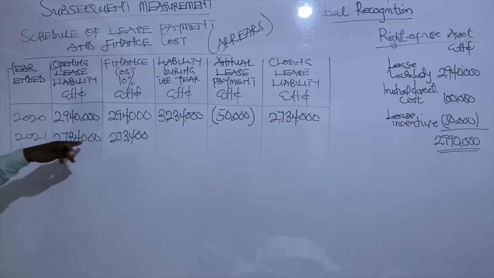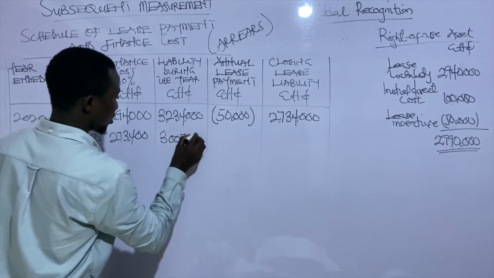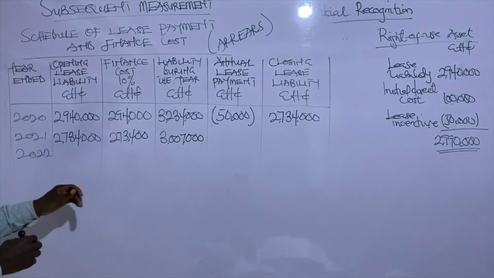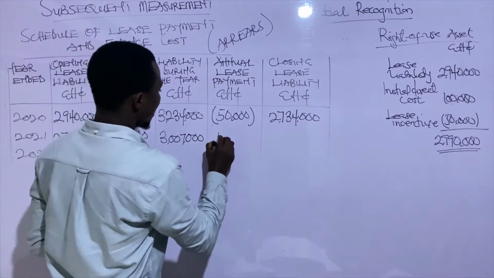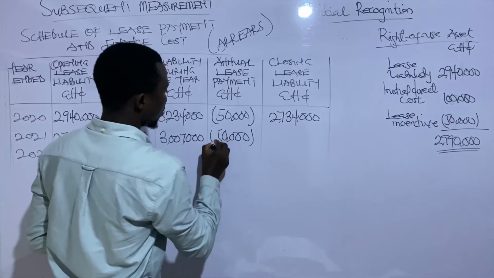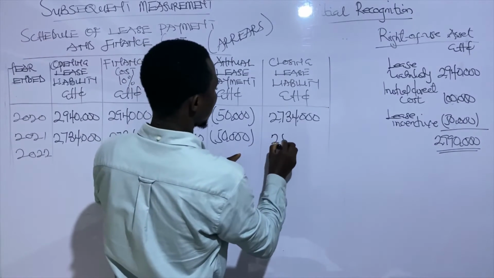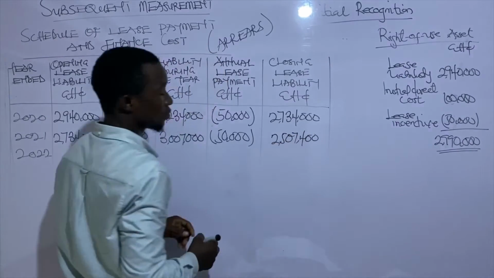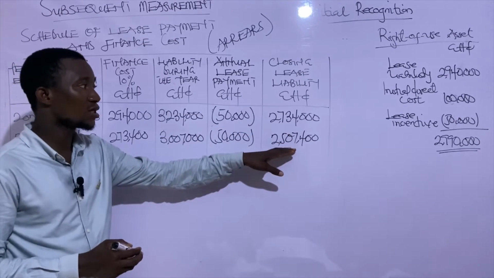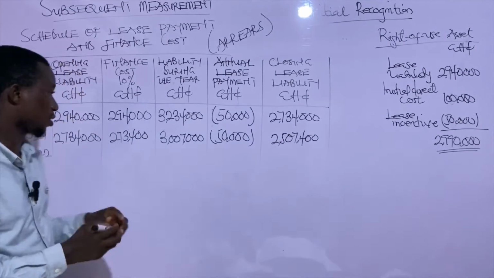So let's add the finance cost to the opening liability in the year 2021. And this will give us an amount of 3,007,400. Very good. The next thing to do is to subtract the fixed annual lease payments, the same 50,000 Ghana cedis. Put it in brackets. Then we arrive at an amount of 2,507,400. Very good. So we still follow the trend. The opening liability for 2022 is the same as the closing liability for 2021. Is that okay?